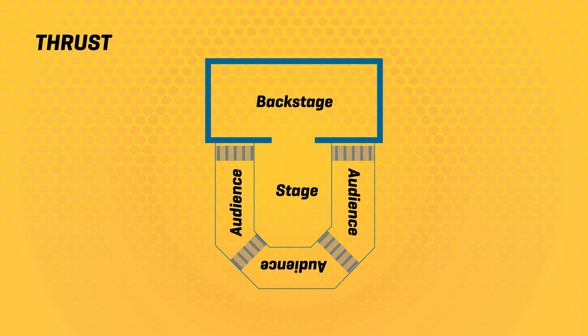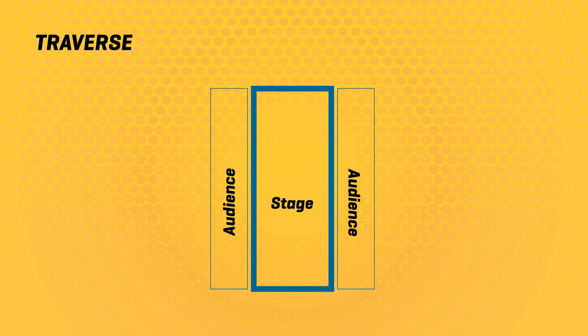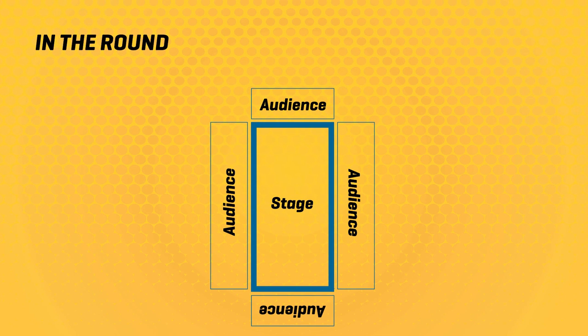A thrust puts the audience on three sides of the stage, almost as if the apron of a proscenium stage was much larger and housed most of the action. Some thrust stages still have a proscenium-like portion that allows the actors to access offstage areas. Now, if you remove the proscenium portion of the stage and build the thrust out even farther, pushing the audience to one side or the other, we have what's called a traverse stage. This type gives actors two offstage spaces, one on either side. If you add audience seating to all four sides of the stage, then you have a theater in the round.